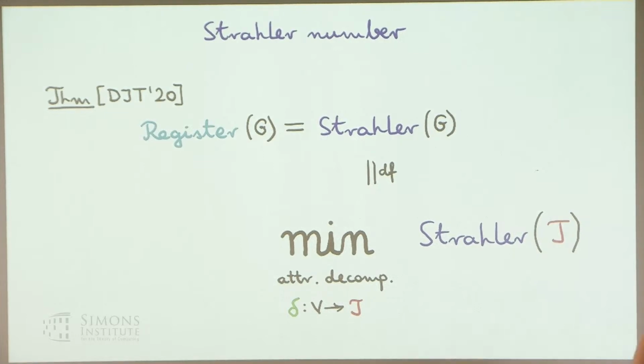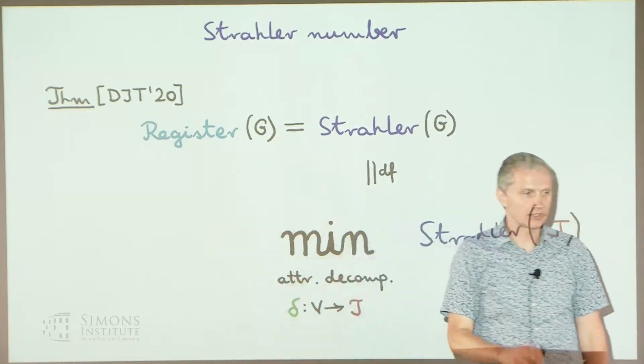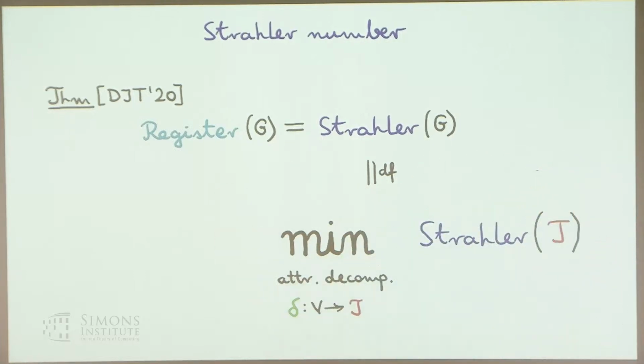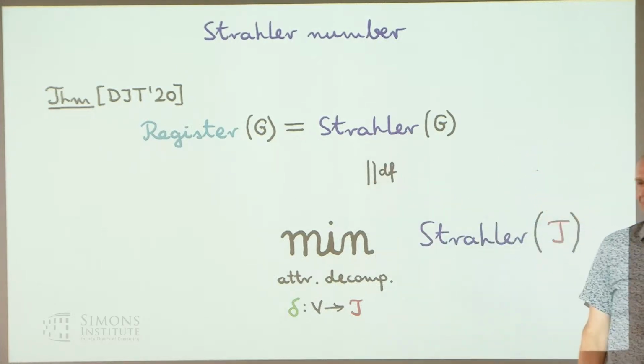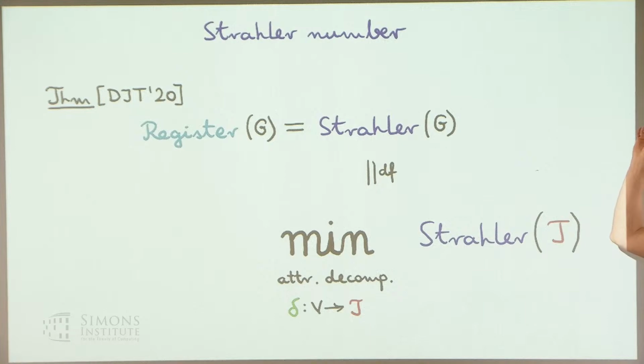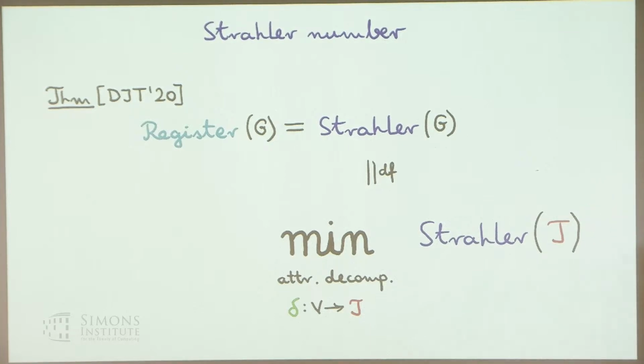So what is the theorem? The theorem is that the register number, this mysterious quantity that Karoliina has given a logarithmic upper bound, is actually equal to the Strahler number. Who knows the Strahler number? Right. So the Strahler number is a very interesting thing. It originates from hydrogeology back in the 1940s.